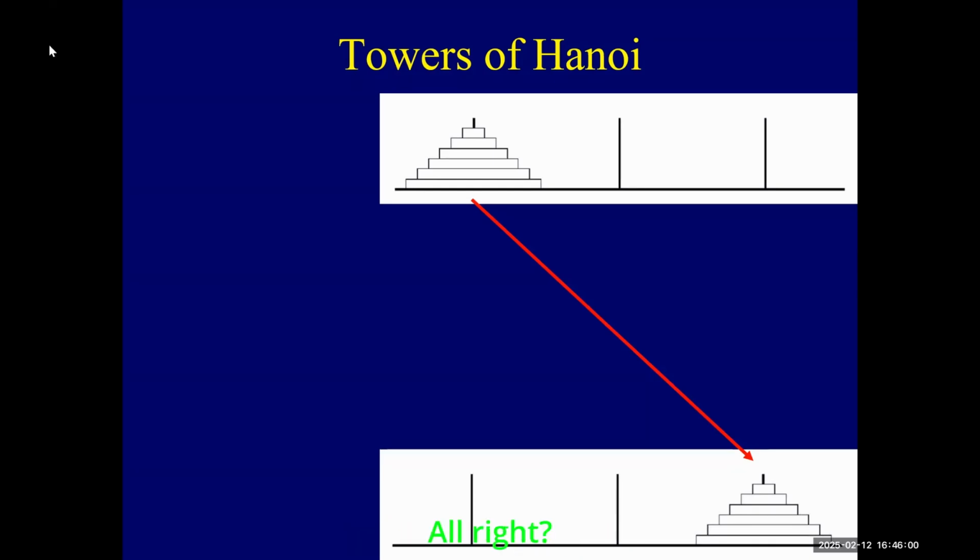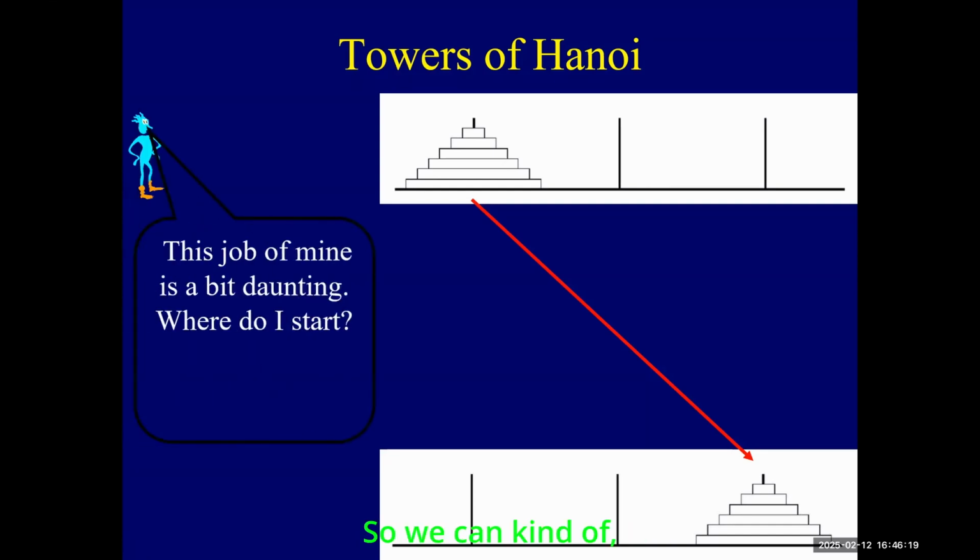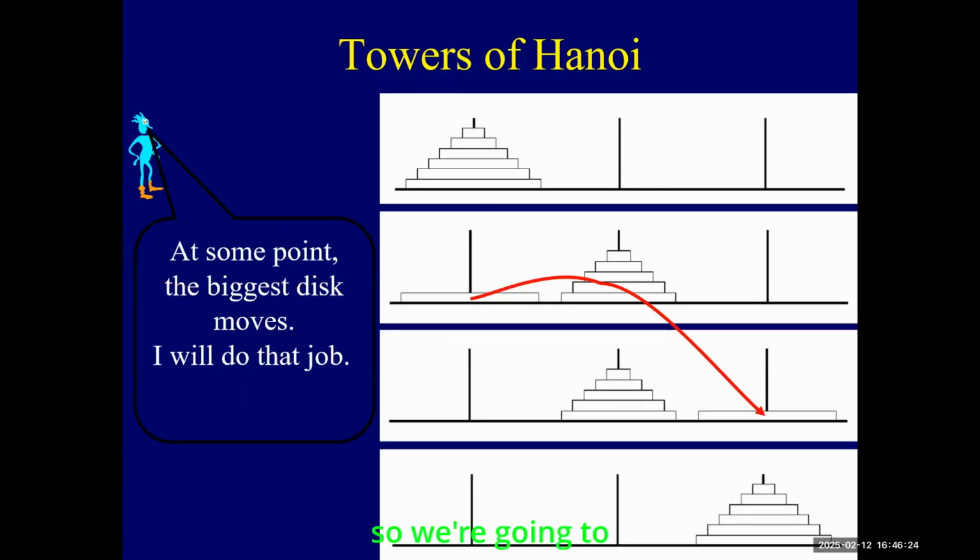So the problem is we have n disks, and they're stacked up. The rule is you can never put a big disk on top of a smaller disk. They have to be in order, and you have to get them from there to there. It's daunting how to do it, but we're lazy, so we're going to get some friends.